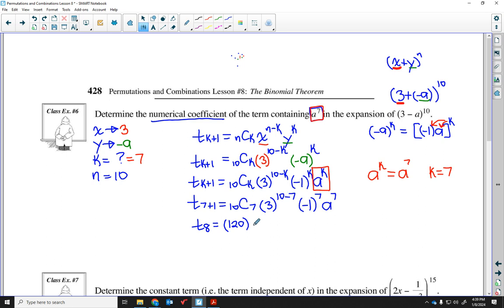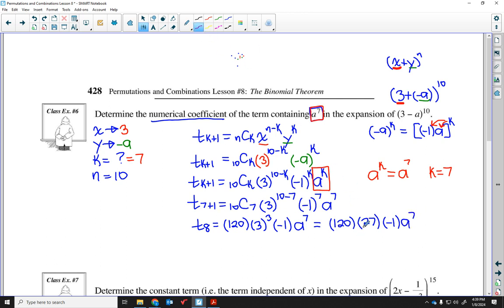Okay, this will simplify. So we'll turn it into 3 to the power of 3. Negative 1 to the power of 7 is going to be a negative number, so negative 1. And then a to the power of 7, I'm not going to do anything with it. It's just going to be the variable part of this term. So then this would be equal to 120 multiplied by 3 cubed, which is 27, times negative 1, and then times a to the power of 7.